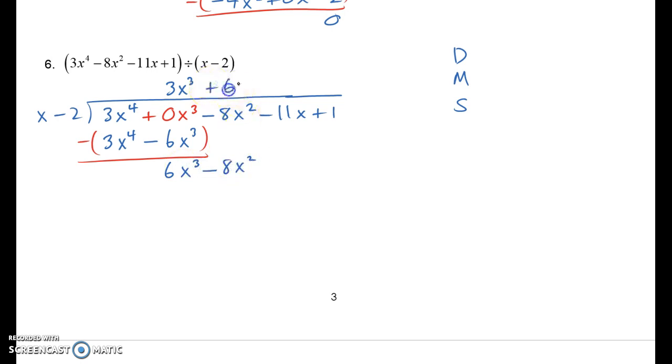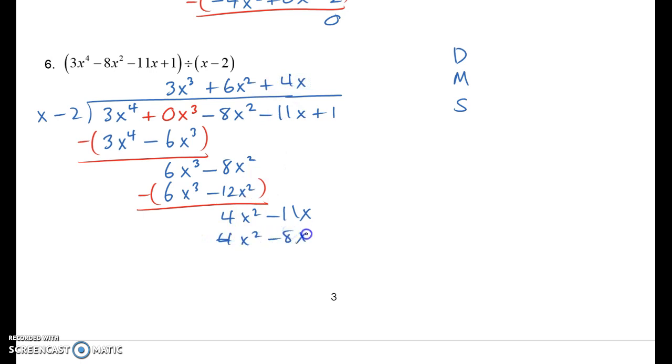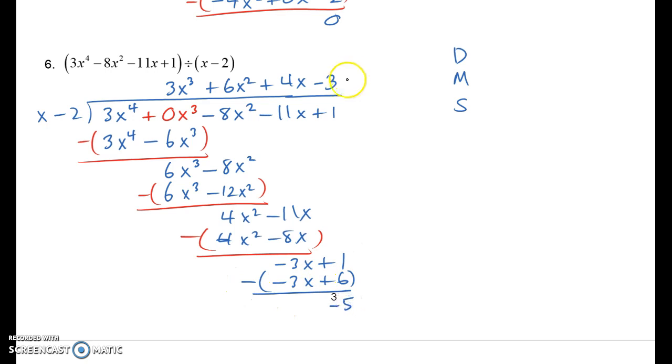Divide again. I get 6x squared. Multiply, and then subtract. Negative 8x squared minus negative 12x squared is 4x squared. Bring down the next number. Divide, multiply, and then subtract. Negative 11x minus negative 8x is negative 3x. Bring down the next number, and then divide, multiply, and then subtract. When I subtract, 1 minus 6 is negative 5. So my remainder is negative 5 over x minus 2.